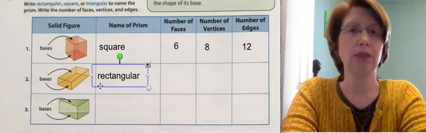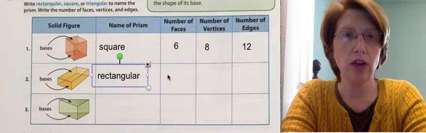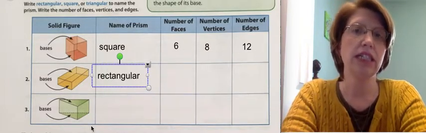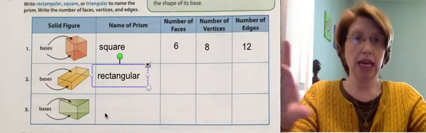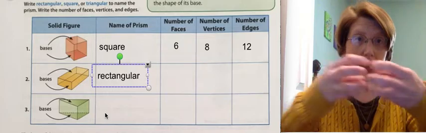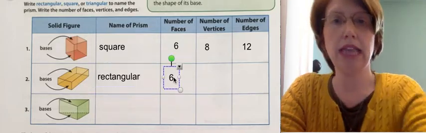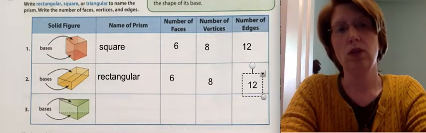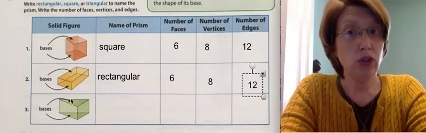So this is a rectangular prism. How many faces? Is it going to be the same as the square? Think about that for just a minute. Is it going to have the same faces, vertices, and edges as the square? Yes, it's just going to be elongated a little bit, right? It's going to be stretched. But the number of faces is going to be the same. The number of vertices is going to be the same. And the number of edges is the same.